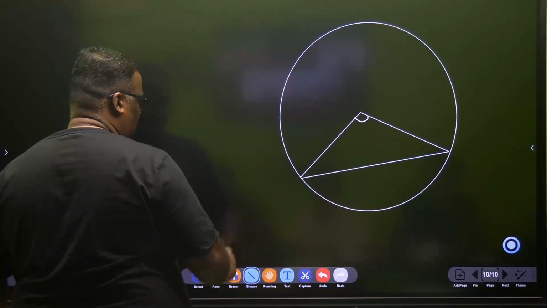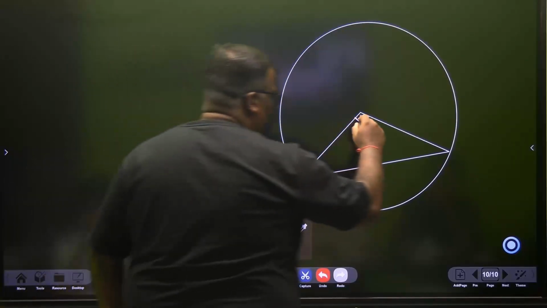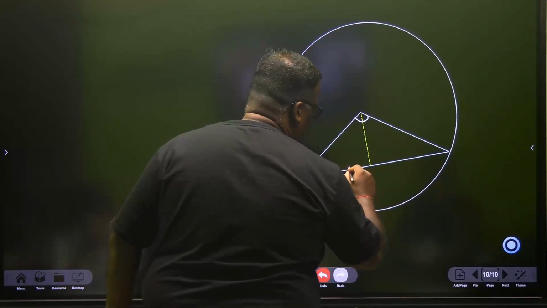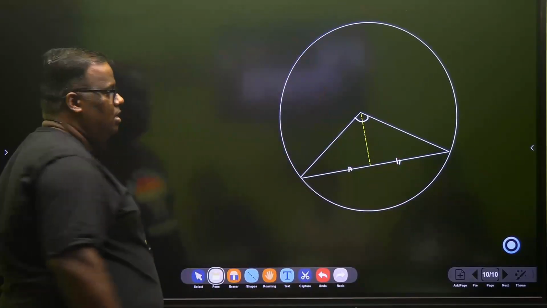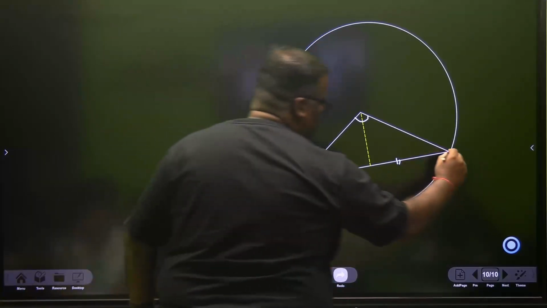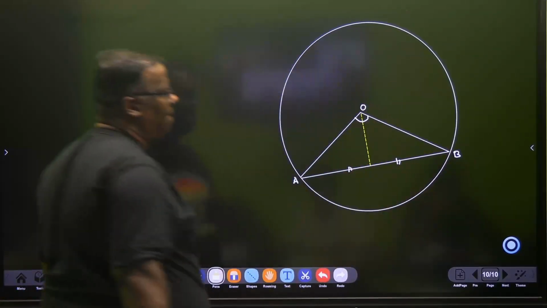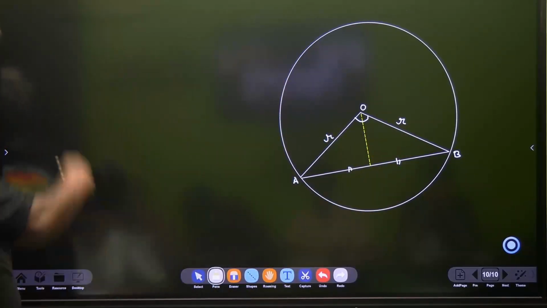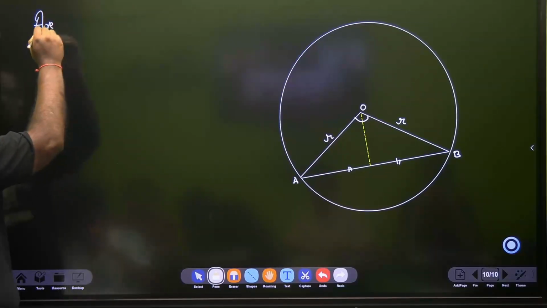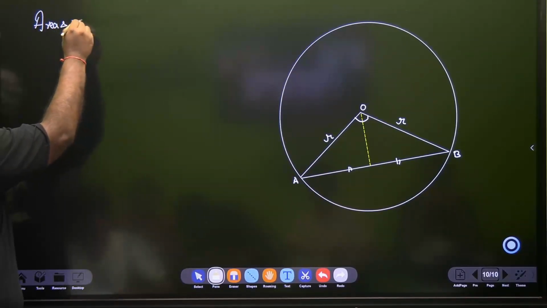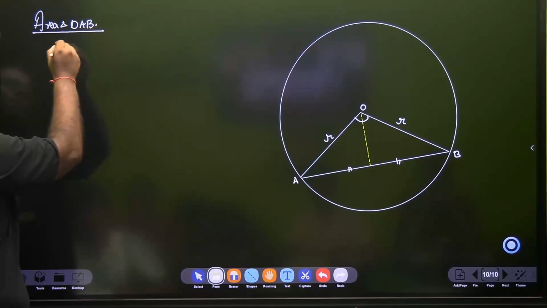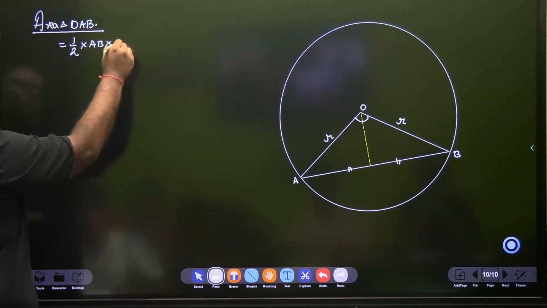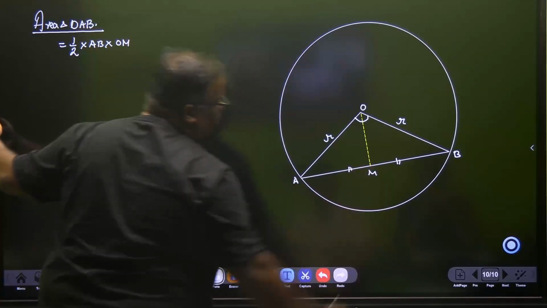Based on this, I have done a construction in which I have put a line from the center which is perpendicular to the chord. And as per grade 9, this will bisect the chord. Yes or no? This is A, this is B, and this is O. This is the radius of the circle R. This is the radius of the circle R. If I want to find out the area of triangle OAB, I would say that the area is half times AB times OM. Let me put this as M. Do you agree or not?